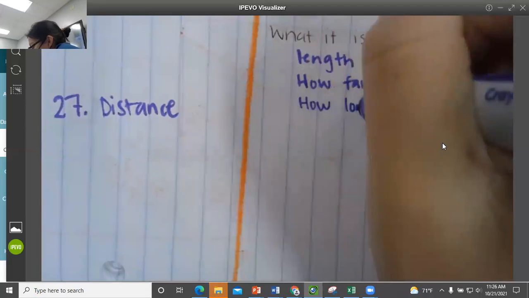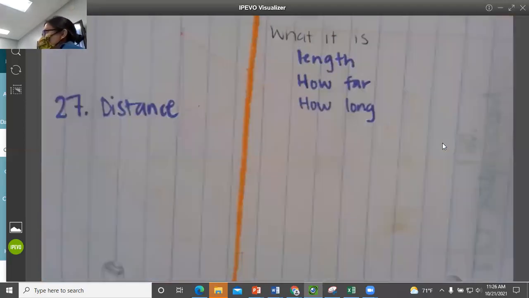How long something is. That's what we're talking about. When we talk about length, when you get your project and you have different questions, they're not going to say find the distance every time. They're going to say, what's the length of this? How far is this? How long is this? So you're going to have to know that we're talking about distance, that you need to calculate the distance.